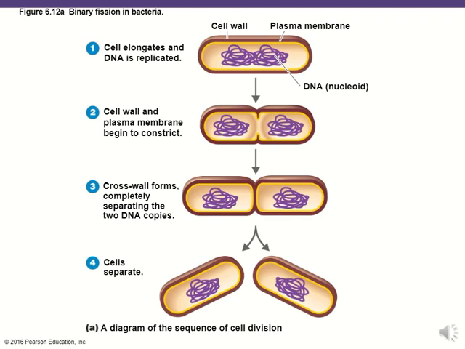In the case of binary fission, the cell elongates and the DNA is replicated. The cell wall and plasma membrane begin to pinch off, and this is where we start to see two new cells starting to form. The cross wall, or essentially the divider, forms and completely separates the two strands of DNA. And then eventually the cells separate to become two distinct cells.